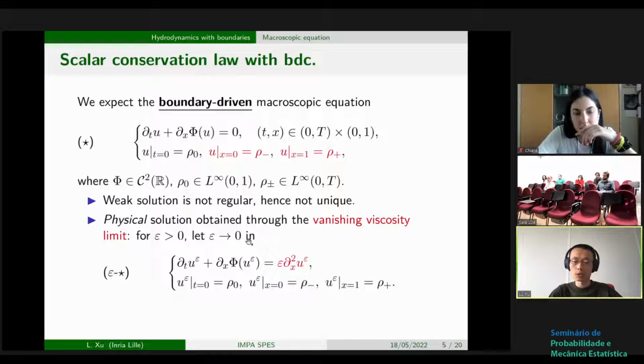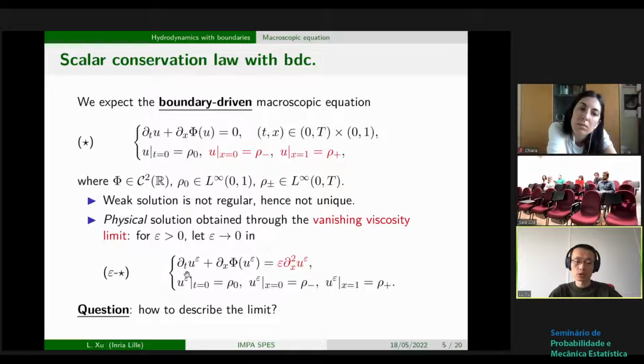Then this becomes a parabolic equation, and of course it has a solution. It's a classical solution, it's well defined. Then I would like to take epsilon to 0 and study the limit. I want to define the limit as the solution of this equation. So the first question I should answer is how to describe this limit clearly. The first part of my talk will be completely PDE, where I will define explicitly what the solution of this equation is. This is crucial for the proof of the hydrodynamic limit.